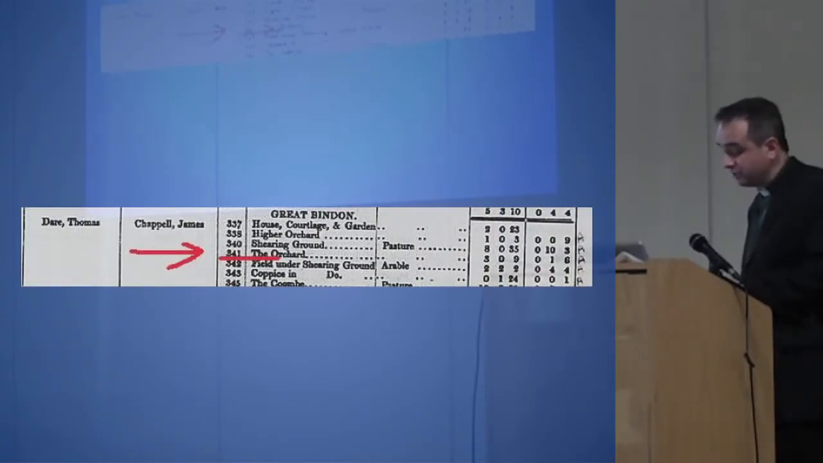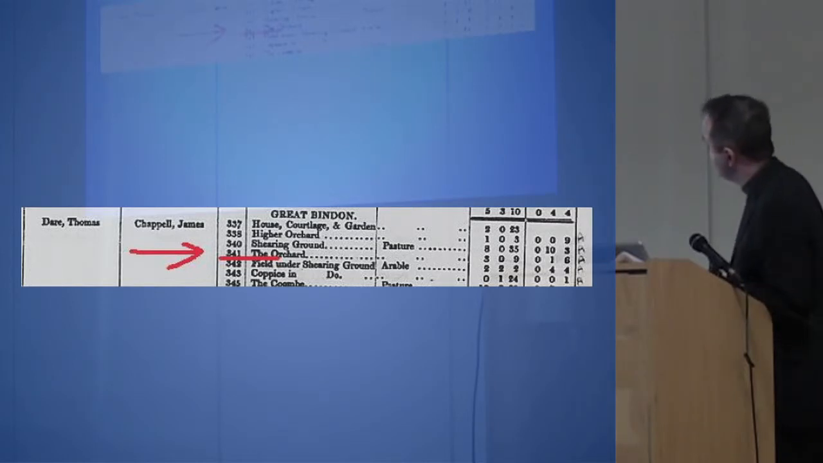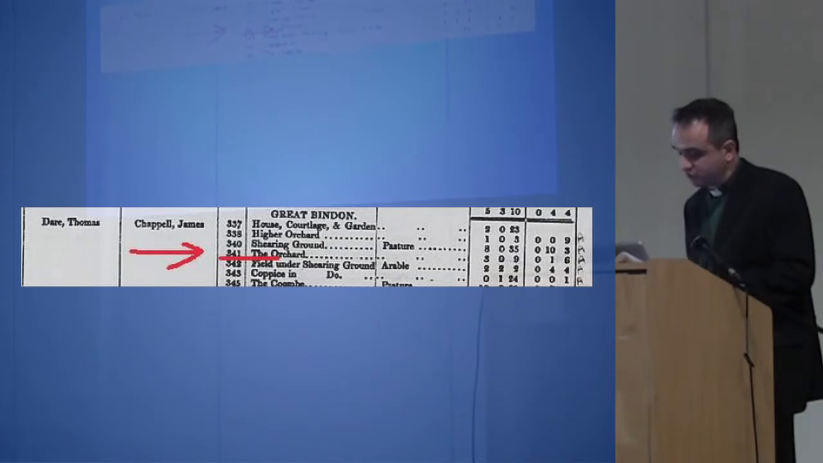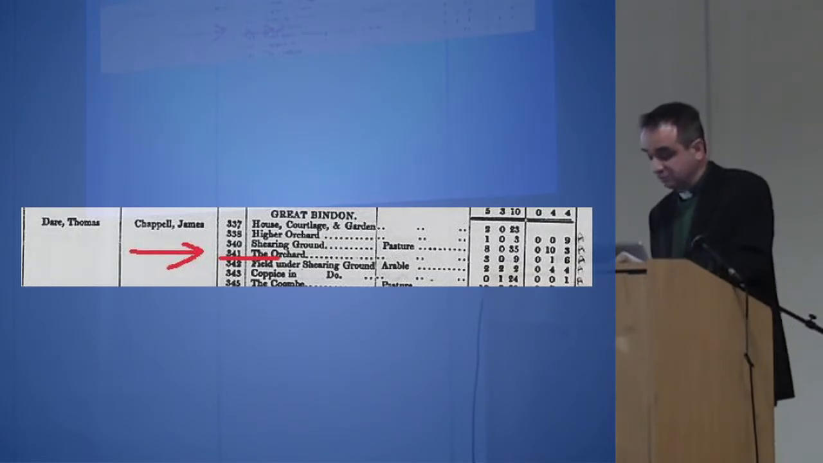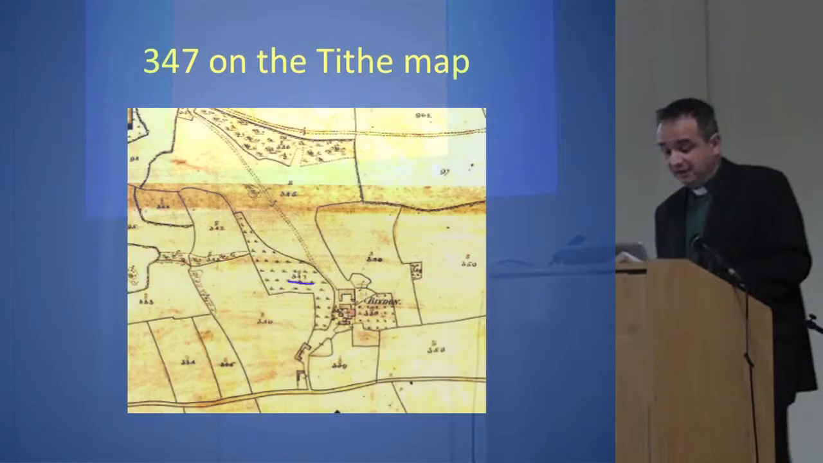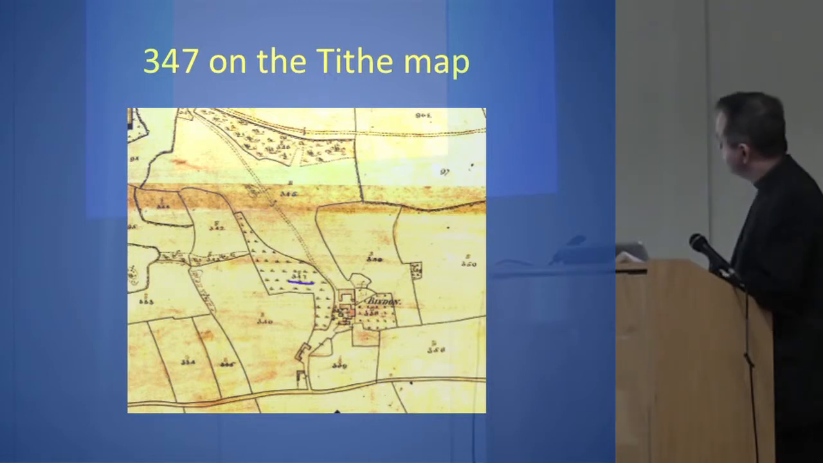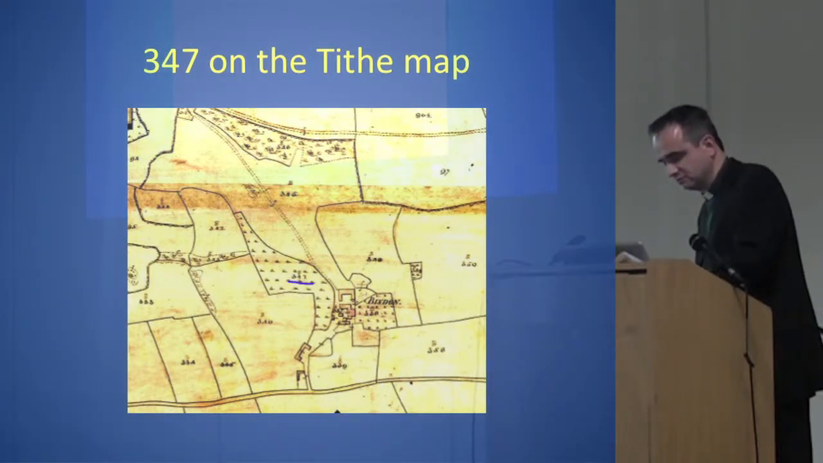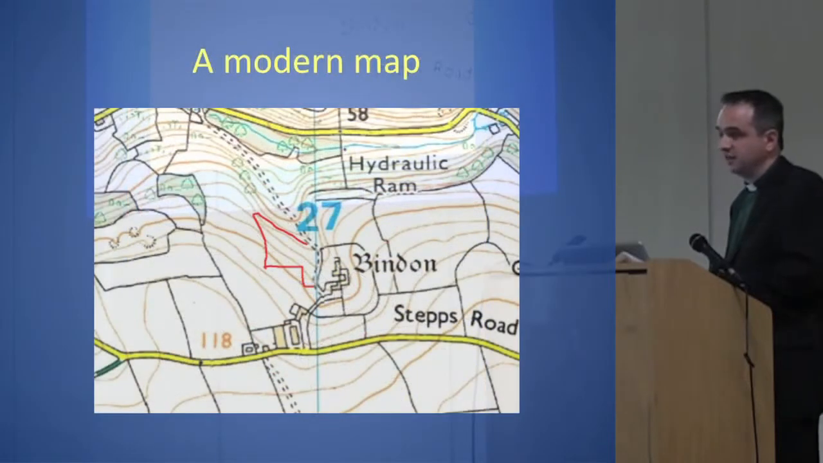And I chose around plot 341, the orchard. He merged the land in the orchard. That's 3 acres and 9 perches. 9 roods. And there we are. There's 341 next door to Bowdon. And you can see there. And there it is today.